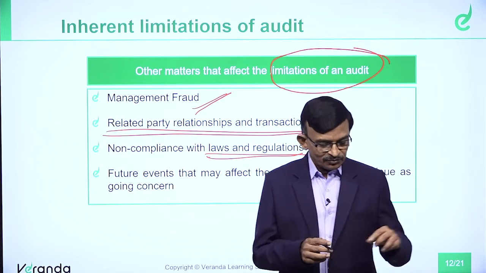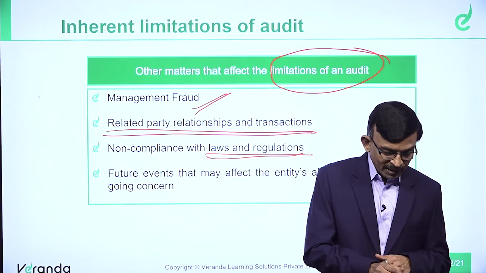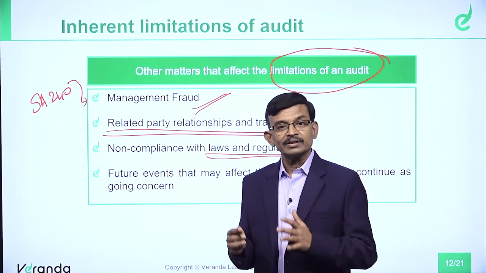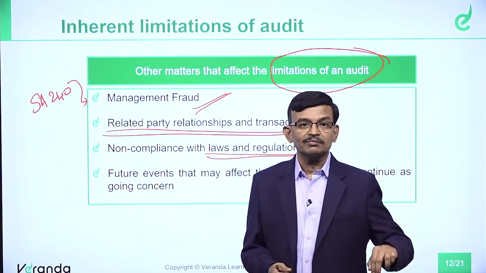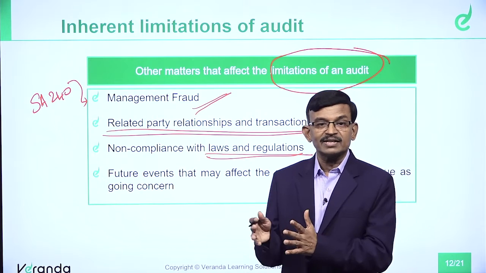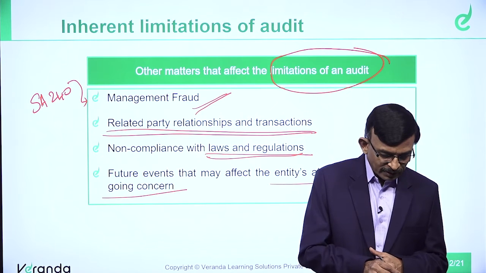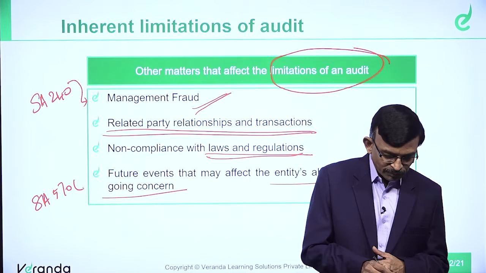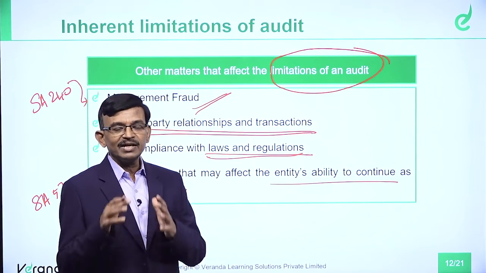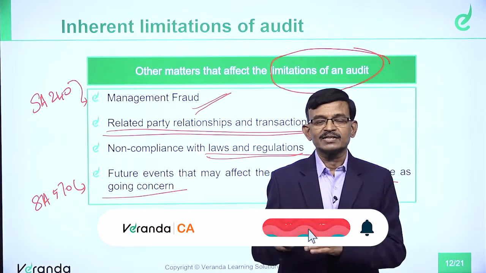I must tell you that just because of these specific points, there are separate standards on auditing. For example, for management fraud, there is a standard on auditing, SA 240. Related party transactions, it is actually saying you have to carry out special procedures. There is a separate auditing standard. Understanding laws and regulations, a separate standard is included. Future events which may affect the ability to continue as a going concern, SA 570 talks about going concern and how to assess it. So, everywhere you have an issue, there is complete guidance available under the standards on auditing. That is the reason why we get the maximum marks for the standards on auditing.